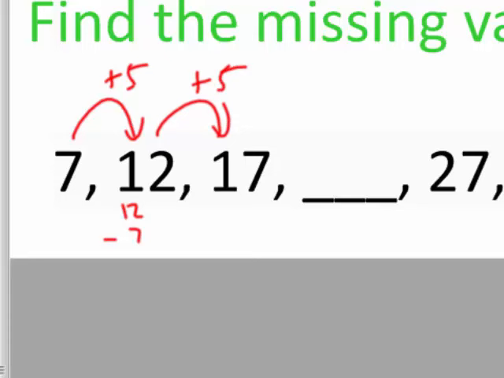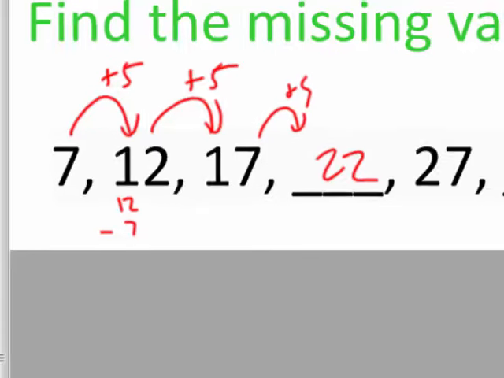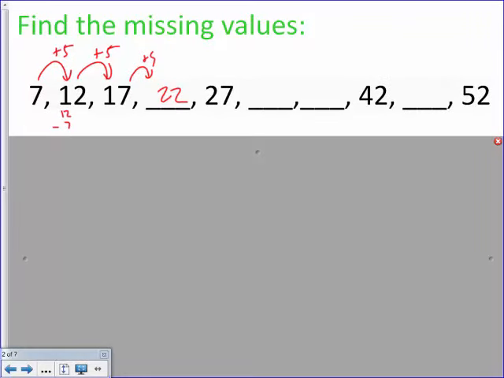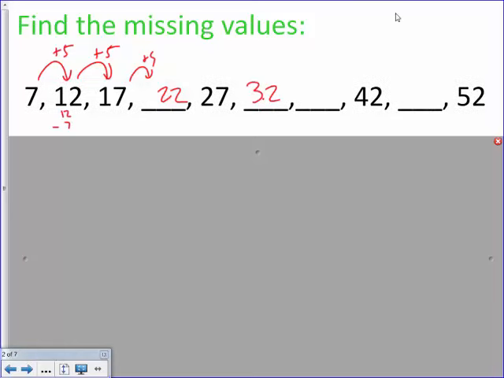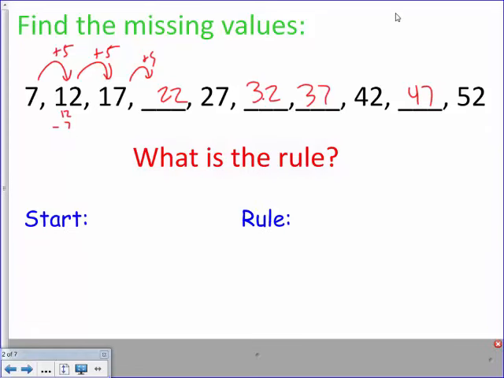So could I fill this out? So 17 plus 5 gives me 22. Has a nice easy pattern, right? It's always 2's and 7, 2's and 7. So this should be 32 and 37. And then this guy would be 47. Okay, so we found that pattern. It's adding by 5. Well, what is the rule? So remember, we always got to say, what does it start at? It's starting at 7. And what is our rule? It's adding by 5 each time.